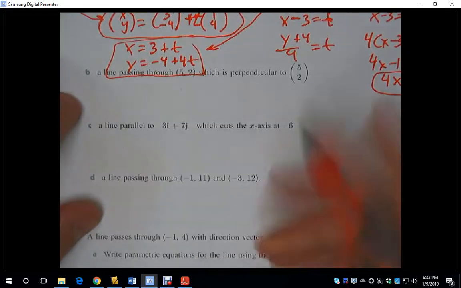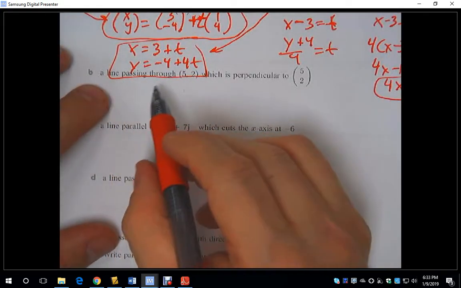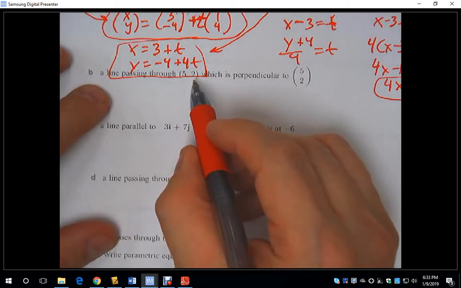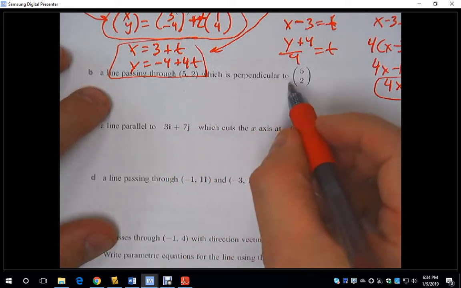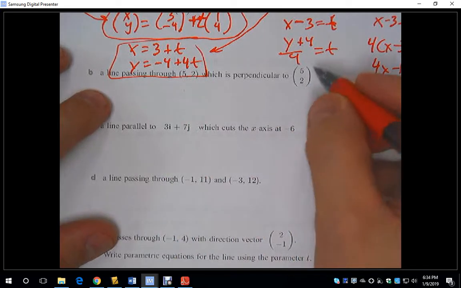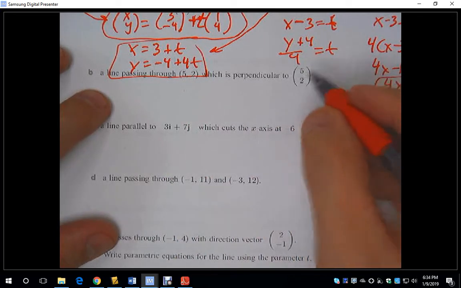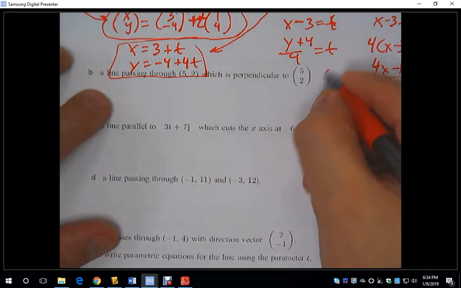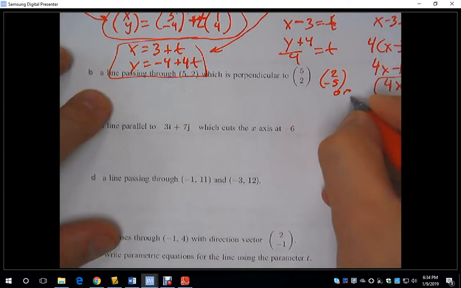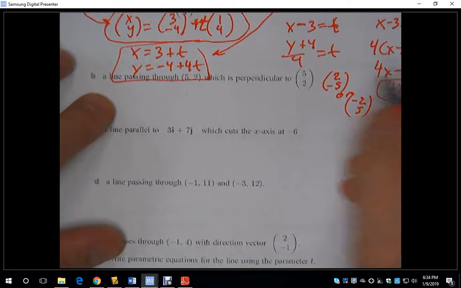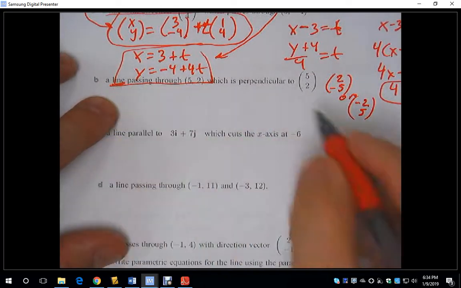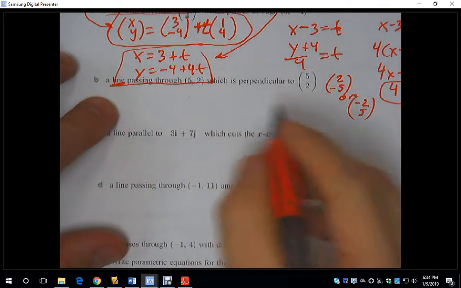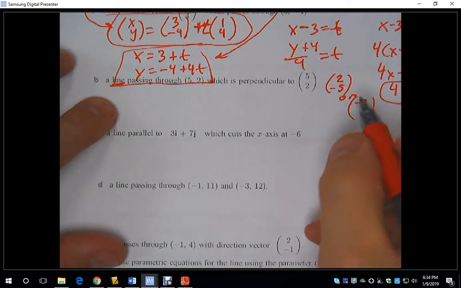All right, I'm just going to do a couple of these, just jump around. It says the line that passes through this point 5, 2, which is perpendicular to 5, 2. So if it's perpendicular, we need to take the negative reciprocal of our vector here. That's either going to be 2, negative 5, or negative 2, 5. Well, which one is it? Because we're talking about a line, it doesn't matter. We don't really have a direction. We just have to have some type of slope.